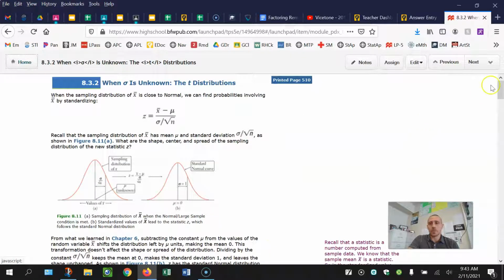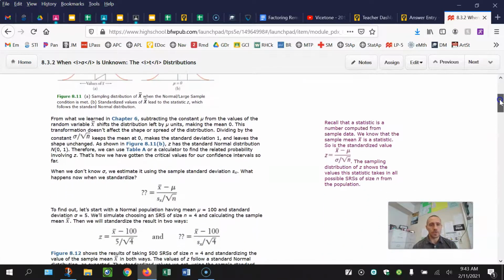So we have to introduce a new distribution. The normal distribution is not going to work. The new distribution is called the t distribution. Essentially, it looks exactly like the normal distribution. It's just more variability, more variability.